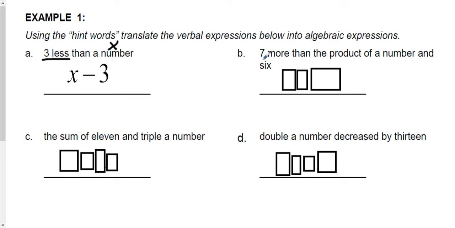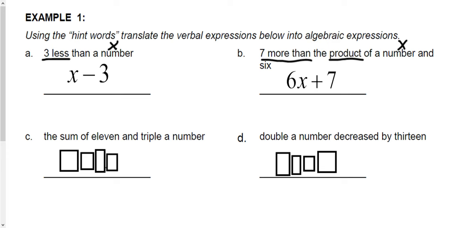The next one, 7 more than something. That means I'm adding 7 to something, and I usually put it on this side too. What am I adding it to? Let's see. First, a product. Product means times. So next, it's going to tell me what I'm multiplying. What is this product? It's a number, x, and 6. So 6 times x, or 6x. So there's 7 more than the product of 6 and x.